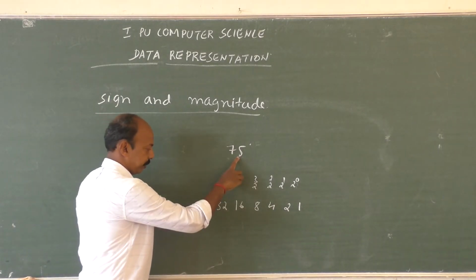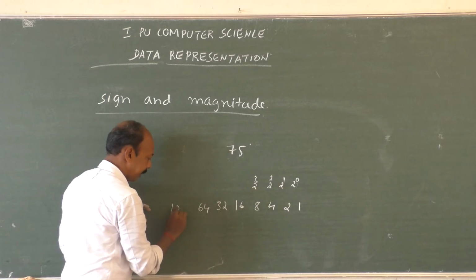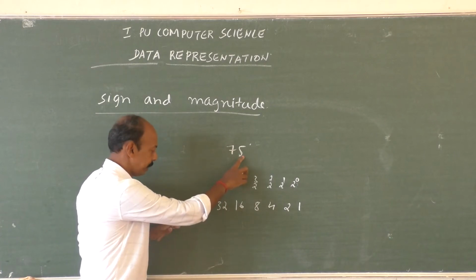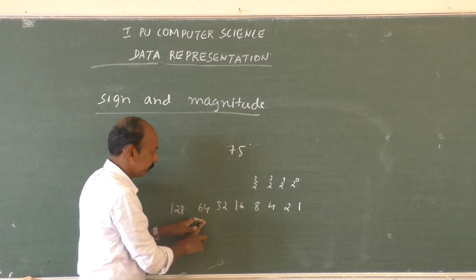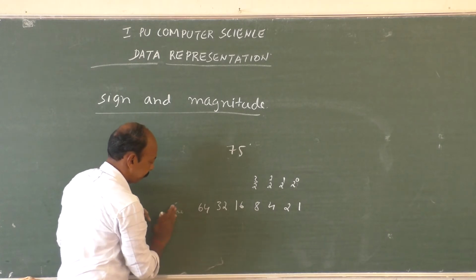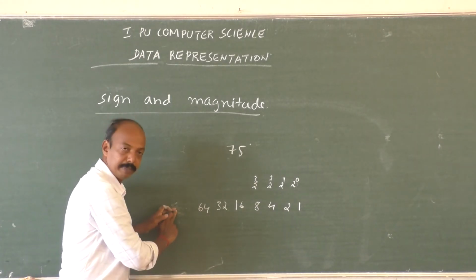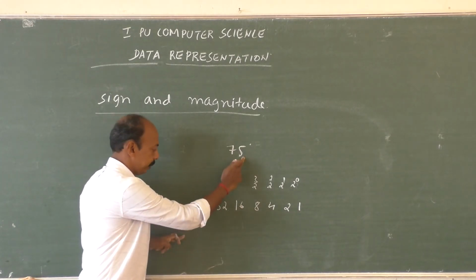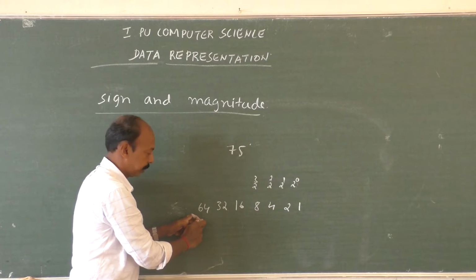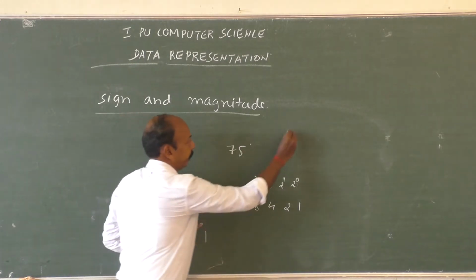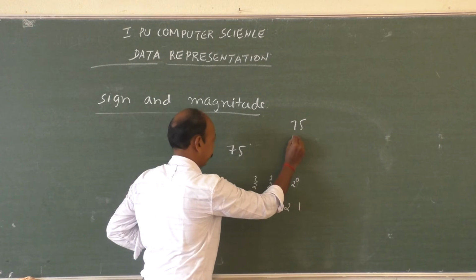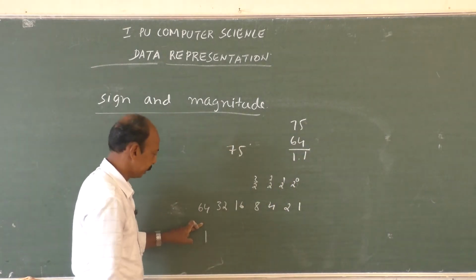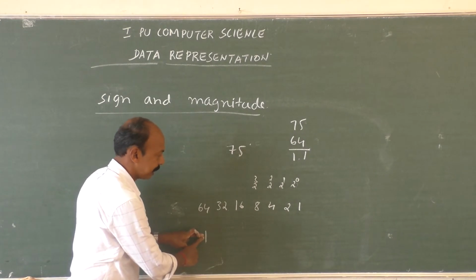This is 75. So if you write 128, this position is not required because the value is 75. See, easy method. This is not required, 128, because if that bit becomes 1, that will be above 128. Here it is 75, so 64. 64 we need, 75 minus 64 will be 11, isn't it? So this bit will be 1, that is 64.